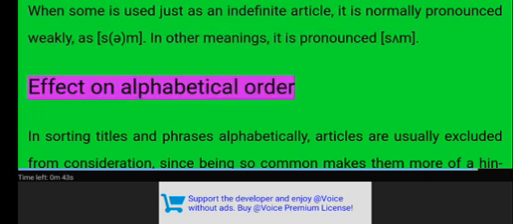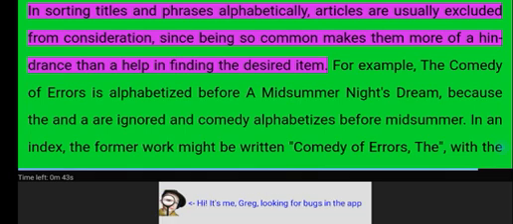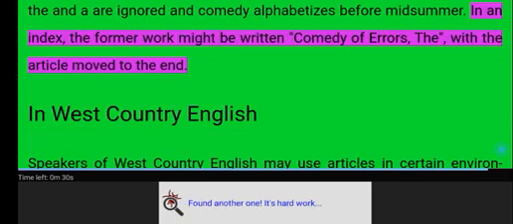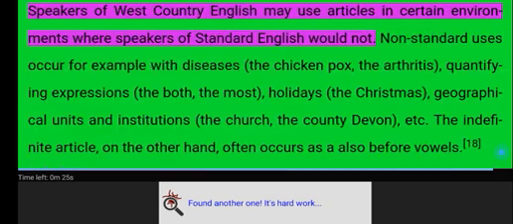Effect on alphabetical order. In sorting titles and phrases alphabetically, articles are usually excluded from consideration, since being so common makes them more of a hindrance than a help in finding the desired item. For example, "The Comedy of Errors" is alphabetized before "A Midsummer Night's Dream," because the "The" and "A" are ignored and "comedy" alphabetizes before "midsummer." In an index, the former work might be written "Comedy of Errors, The," with the article moved to the end. In West Country English.